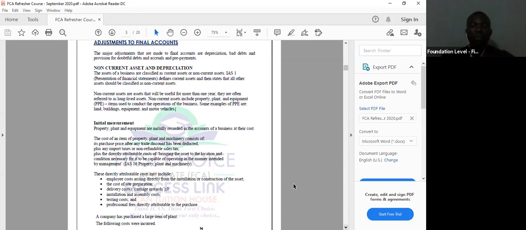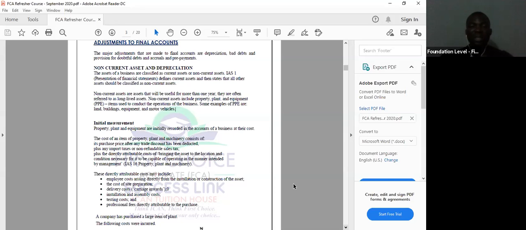Once we purchase that asset, that's property, plant, and equipment, PPE. Examples of them are land, building, equipment, and motor vehicles. Now, once we have them, how do we record it in our financial statement? The first year we purchase them, how do we record it in our financial statement? That is what we call the initial measurement.